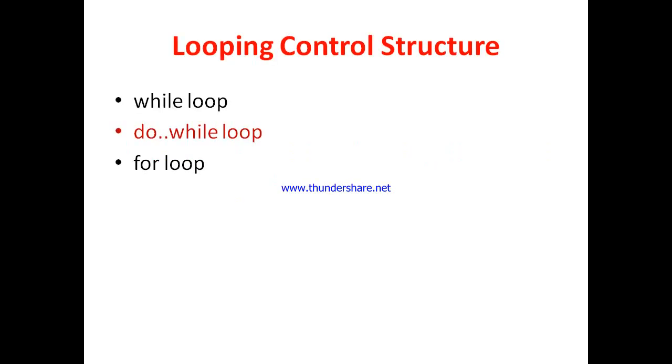So we know that there are three looping control structures. One is the while loop, another is the do while loop, and another is the for loop. So today we have to study the do while loop. Okay, so what is a do while loop?